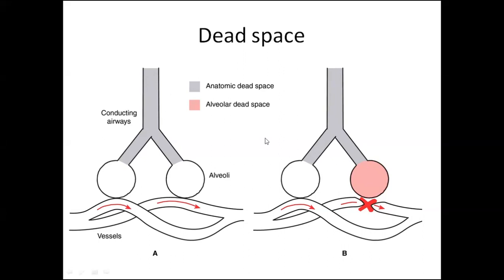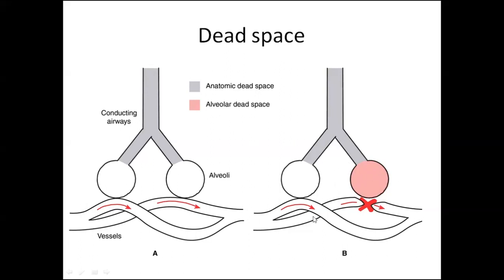Sometimes in pathology, when you have a problem with blood flow in the respiratory zone, that also becomes dead space. You can see in image B that the blood flow is cut off to one of the alveoli, so this alveolus will act as dead space. This is called alveolar dead space. When you talk about total dead space, you need to combine anatomical dead space with alveolar dead space. Alveolar dead space is usually seen in pathology.